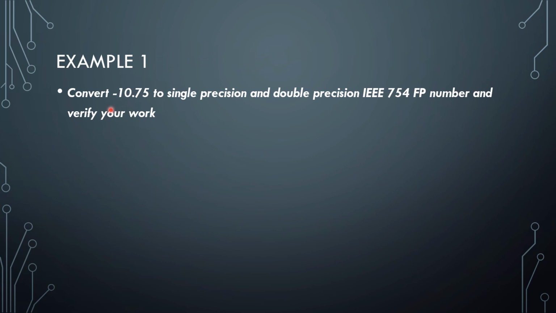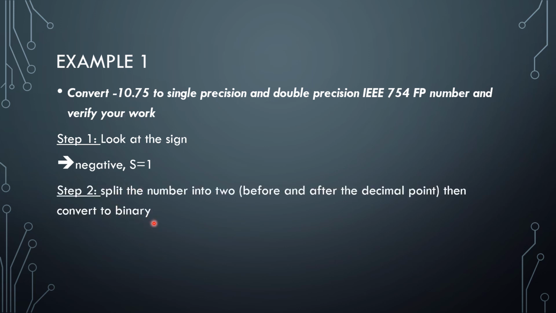For the first example, we have to convert minus 10.75, which is a decimal number, to single precision and double precision, and finally verify our work. This is very easy and straightforward. The first step is to look at the sign. There is a minus sign, so s equals 1. The second step is to split the number into 2 and convert to binary. 10 in binary is 1010, and 0.75 in binary is 0.11.